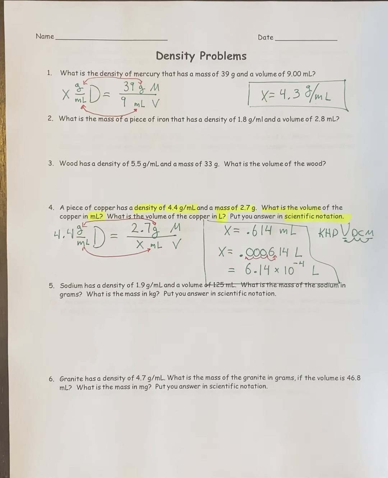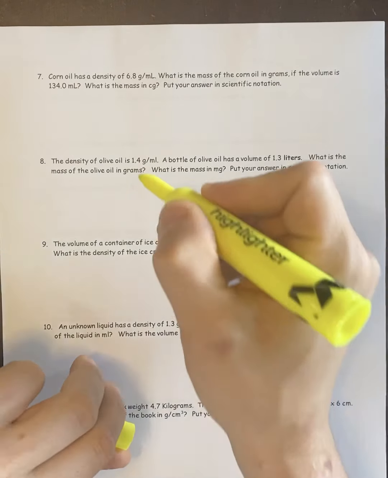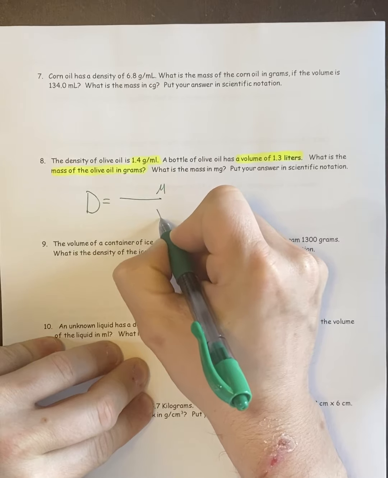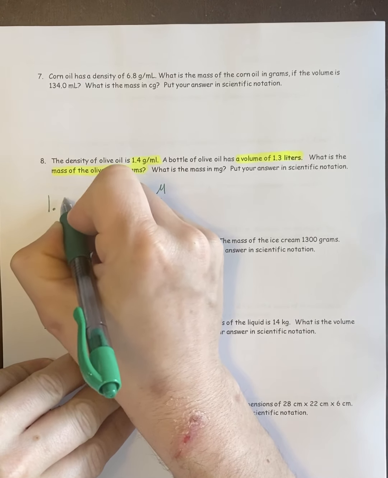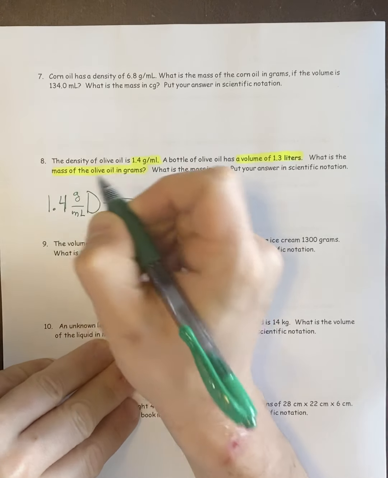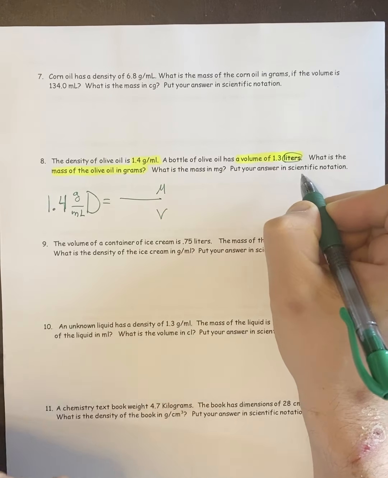So when we get to problem 8, let's take a look. It says the density of olive oil is 1.4 grams per milliliter. It has a volume of 1.3 liters. What is the mass in grams? So that's our first problem. So let's set it up. So my density is 1.4 grams per milliliter, and they give me 1.3 liters.